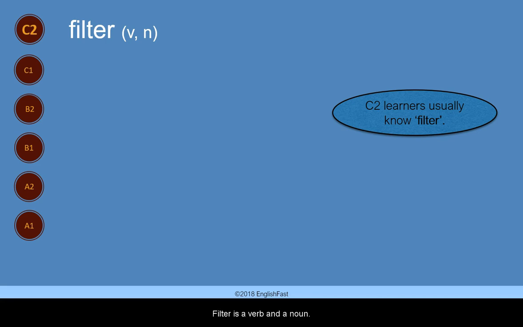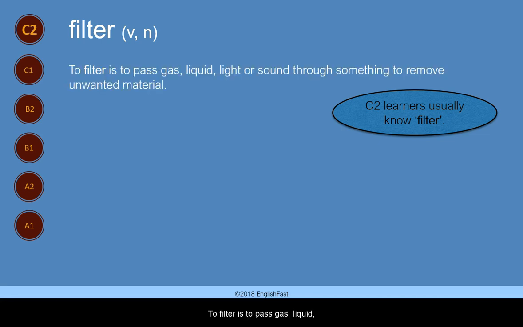Filter. Filter is a verb and a noun. C2 learners usually know filter. To filter is to pass gas, liquid, light or sound through something to remove unwanted material. Here are some examples.